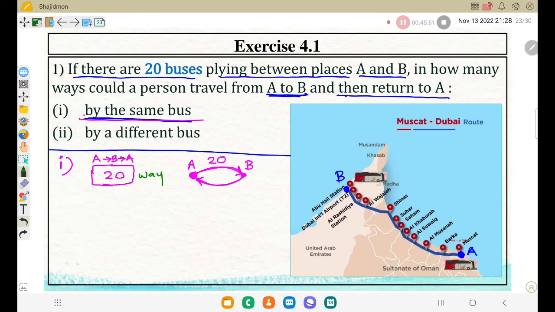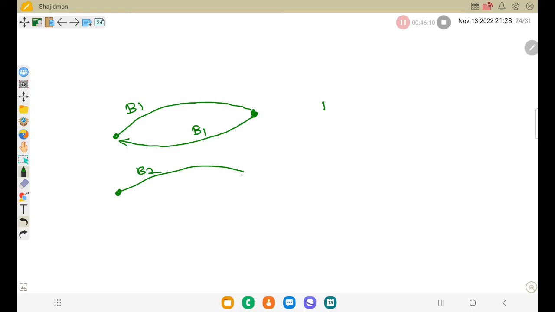Bus 1: he reaches Dubai by bus number 1 and returns back to Oman by the same bus 1. So that is one option, correct? Now bus 2: same, he starts from bus 2, reaches Dubai, and returns again to Muscat by the same bus 2. So that is the second option. Same for bus 3, bus 4, bus 5. How many buses in total? 20 buses. So how many options is he getting? 20 options.